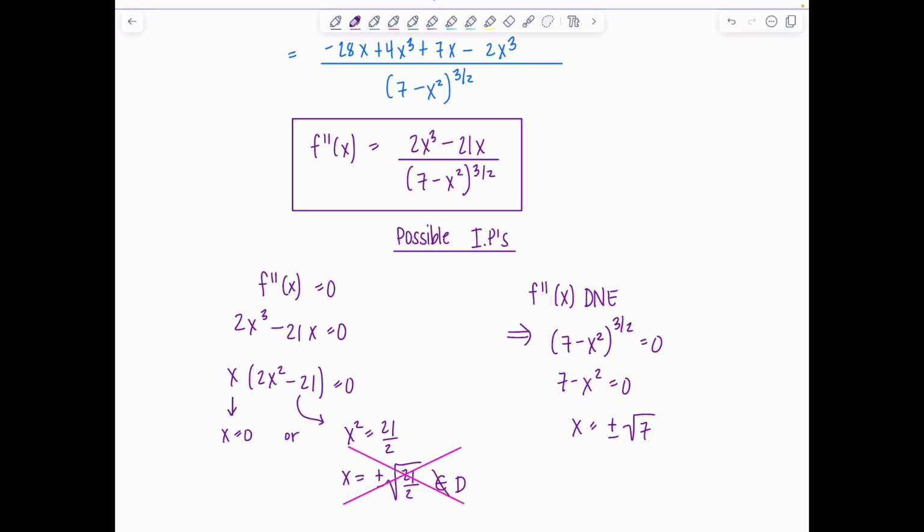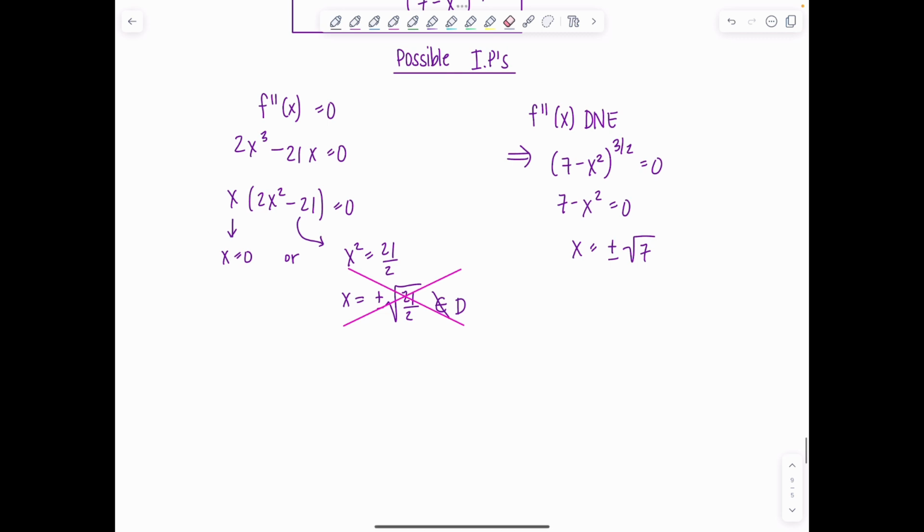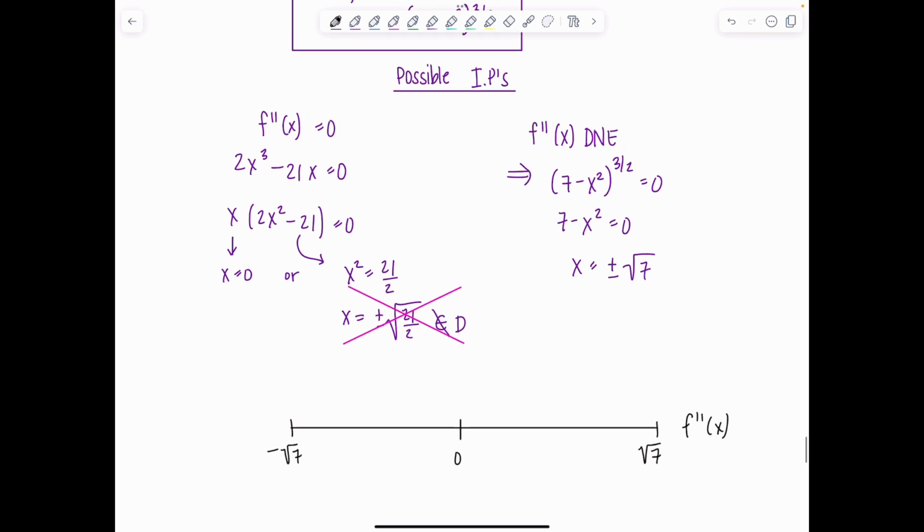So we'll just test on the number line. Remember, it's bounded. Don't put arrows. So here's negative rad 7. Here's rad 7. This is f double prime of x. And here's 0 right here. Okay?